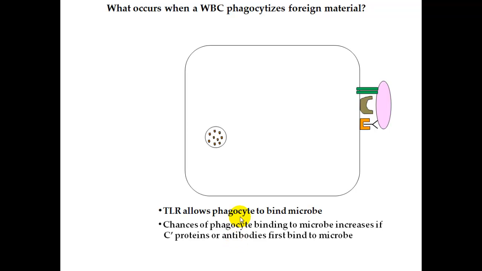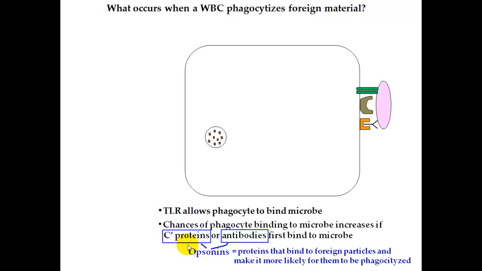There's a term used to describe this, right? So complement proteins and antibodies, those are both examples of something called an opsonin. And whenever you're talking about an opsonin, what that is, it's a protein that can bind to a foreign particle or even a bacterium and make it more likely for that particle or bacterium to be phagocytized.